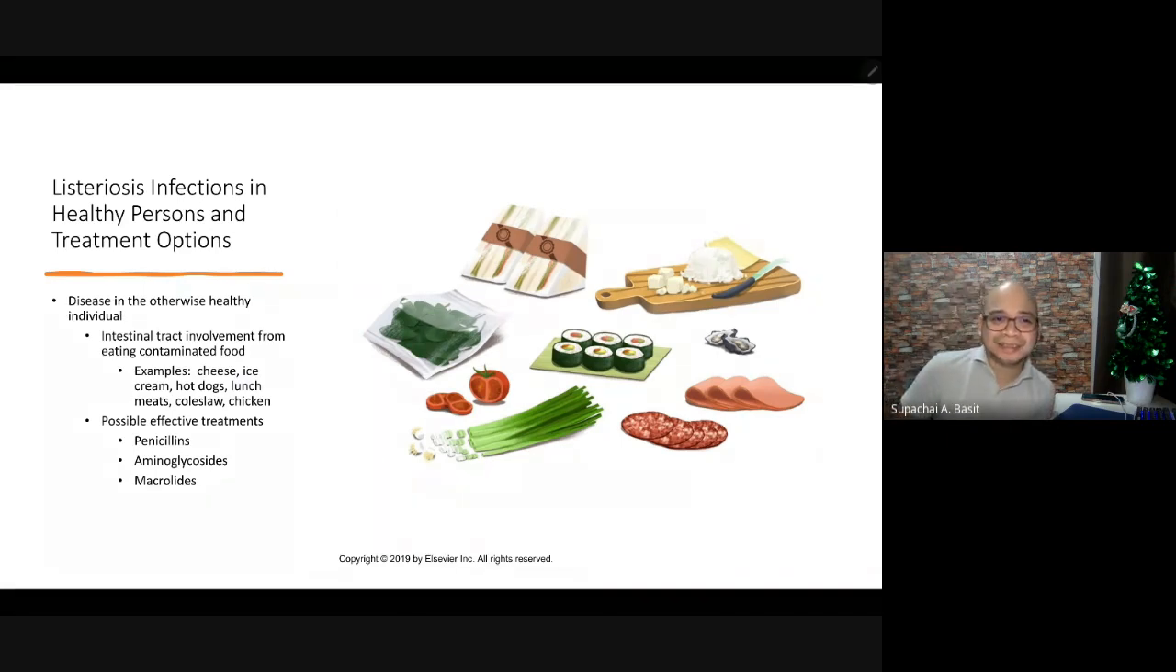The foods that are at risk of having listeriosis are those that are rich in milk, in dairy products, or even processed meat. For example, cheese, ice cream, and coleslaw are made rich in dairy products. Coleslaw, for example, is actually rich in mayonnaise. And then hot dogs, lunch meats, and chicken are processed meat. So these are the foods that are more prone to carrying Listeria monocytogenes. Possible effective treatments are penicillin, aminoglycosides, and macrolides.